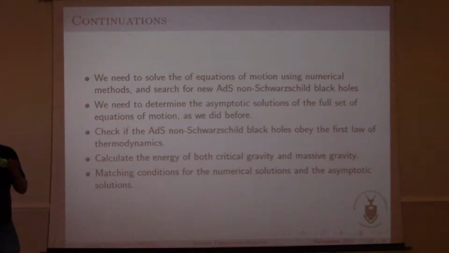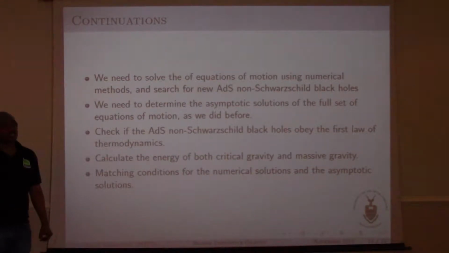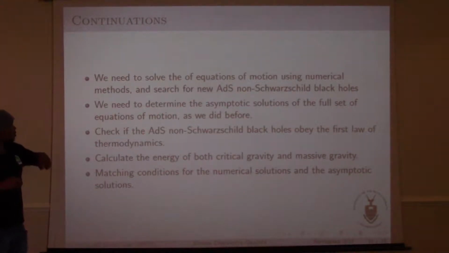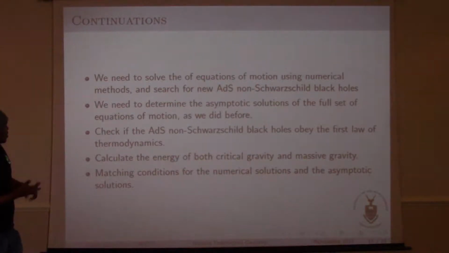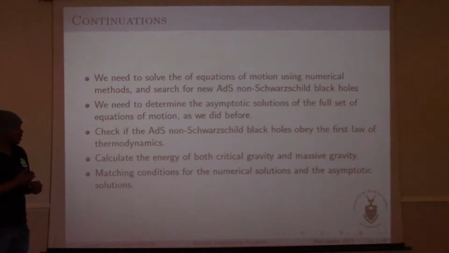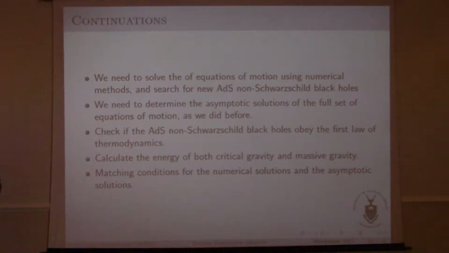So in conclusion, we need to solve the full set of equations of motion using numerical methods by deflecting your horizon radius by some small parameter, and then determine those parameters so that you can get your non-trivial black holes. And then you also have to check if your AdS non-trivial black holes obey the laws of thermodynamics. And then you can also perform some asymptotic expansion just to match your numerical results to that asymptotic expansion.